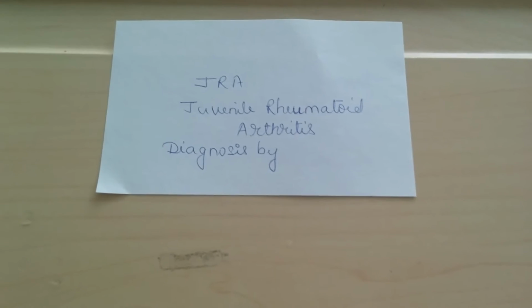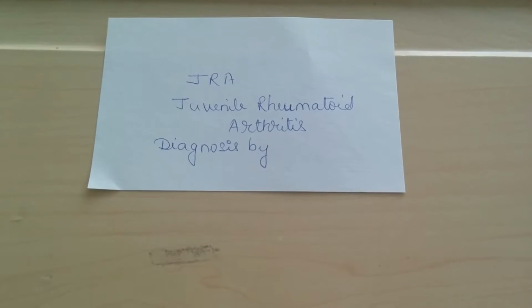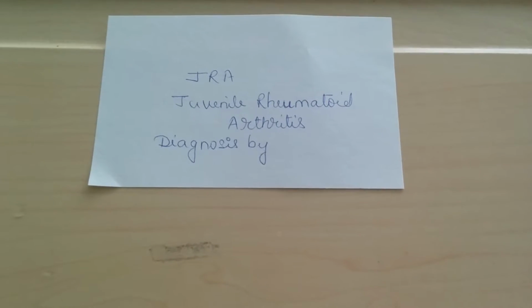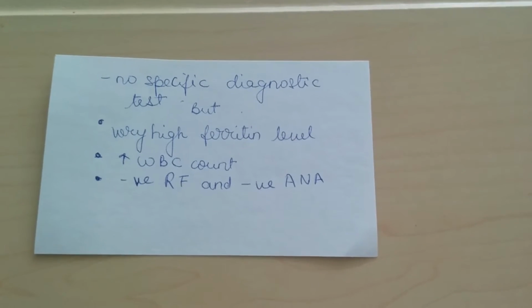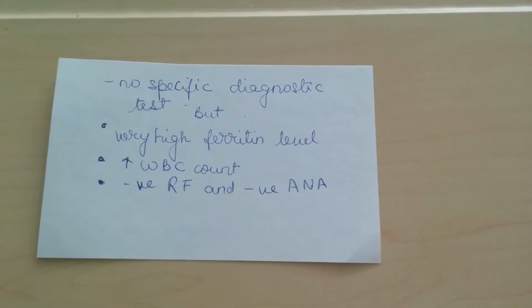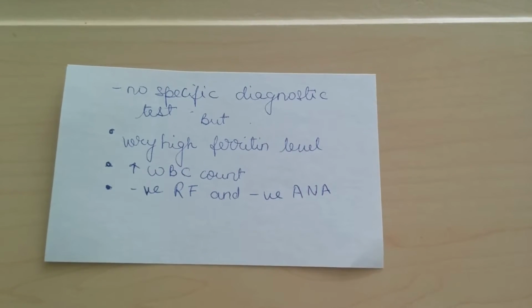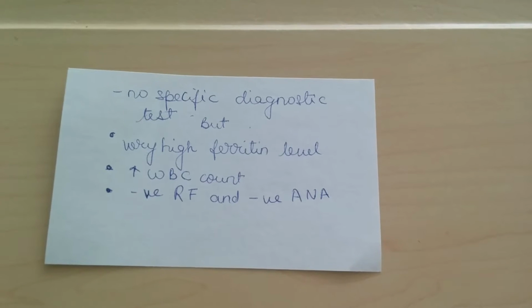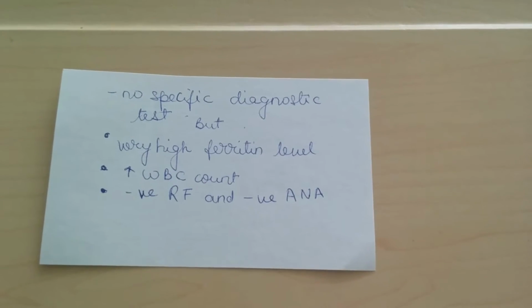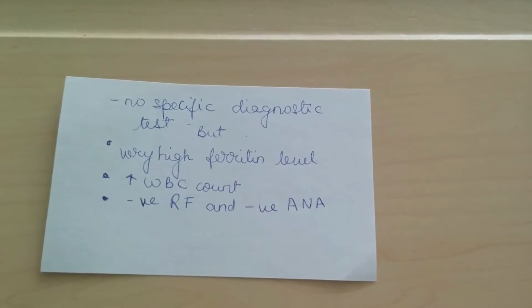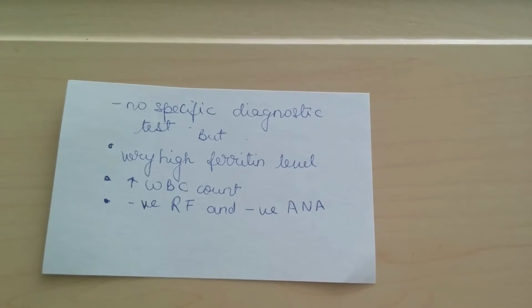How is JRA diagnosed? Juvenile rheumatoid arthritis is diagnosed by, there is no specific diagnostic test for JRA, but a very high ferritin level as well as increased WBC count. And in juvenile rheumatoid arthritis, the rheumatoid factor is negative as well as ANA is negative. So high ferritin levels and increased WBC count.